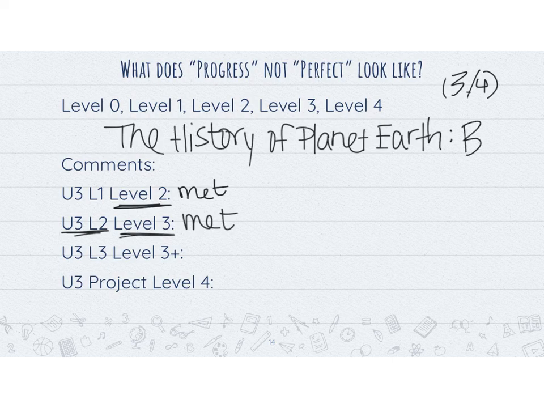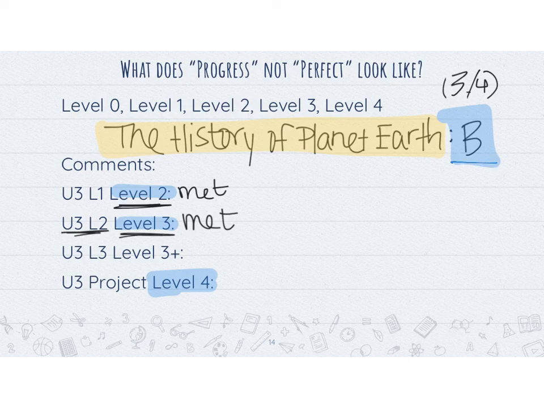So instead of having a bunch of different assignments, U3L1, U3L2, U3L3, U3L4, you are just going to have that one single assignment that's tracking how you're doing with understanding the history of planet Earth. And you're going to have one grade that's changing based on the level of your understanding. Are you still at a level 2? Are you now at a level 3? Maybe you show with your project that you are at a level 4, right? And obviously a level 4 would be an A.